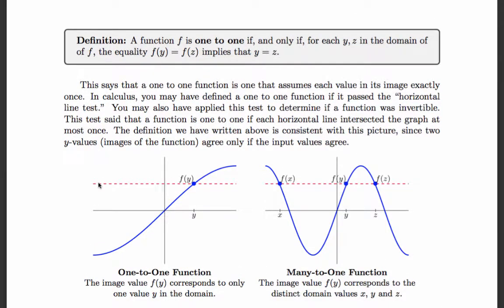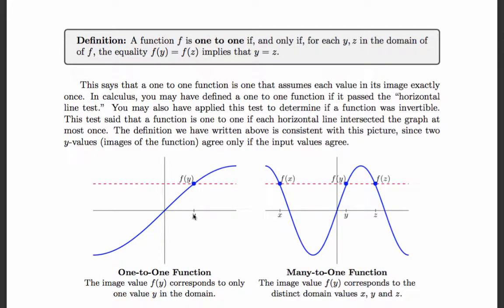A function is one-to-one, and you see an example on the bottom left of your screen, if and only if, for each two values in the domain y and z, f of y equals f of z implies that y and z are the same. So if you look at the picture on the left, we see that the only value in the domain y equal to f of y is, well, y.